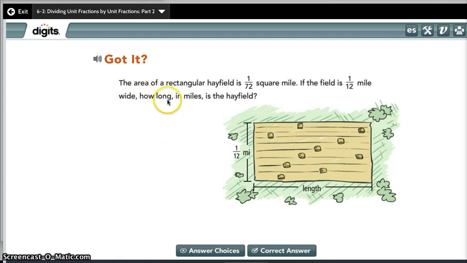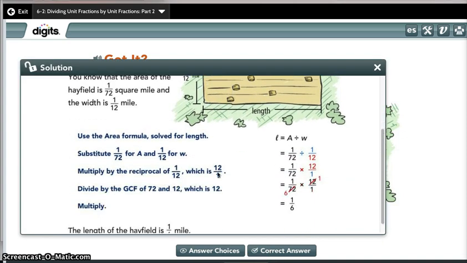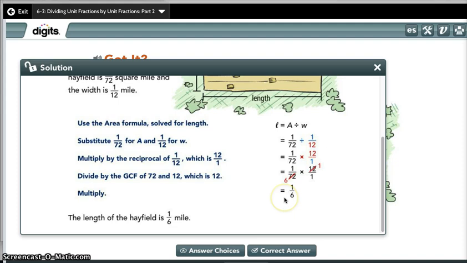Okay, so hopefully you had time to practice that. It says the area of this hayfield is 1/72 square miles. If this side is 1/12, how long is this side? Let's look at that solution. It looks like it is 1/6 of a mile. Go ahead and pause the video if you'd like to read this explanation.